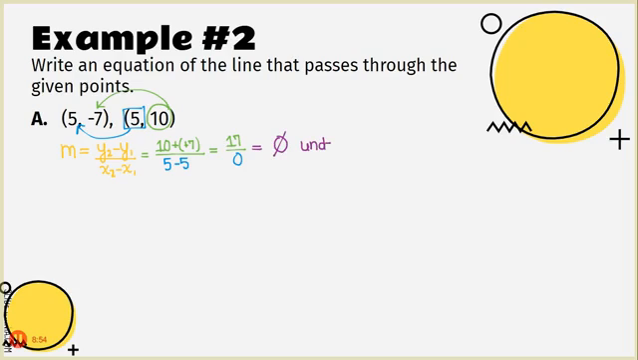So automatically, if I have an undefined slope, I know that I have a vertical line, and a vertical line does not have a slope, and it will never cross the y-axis. So this is when I have x equals the x value of my ordered pair. Well, if I look at my ordered pairs, both x values happen to be the same, and so my equation is just x equals 5.